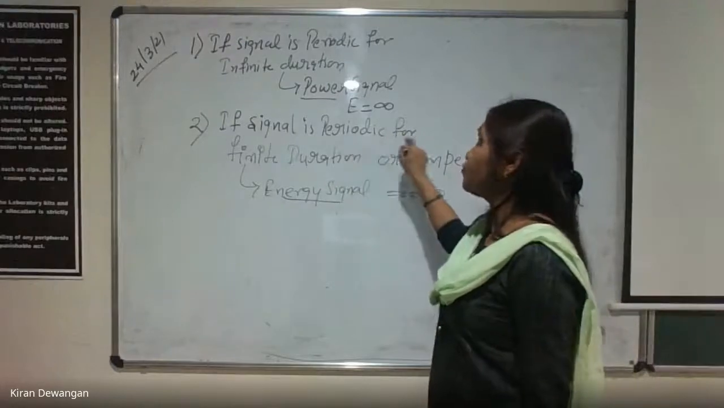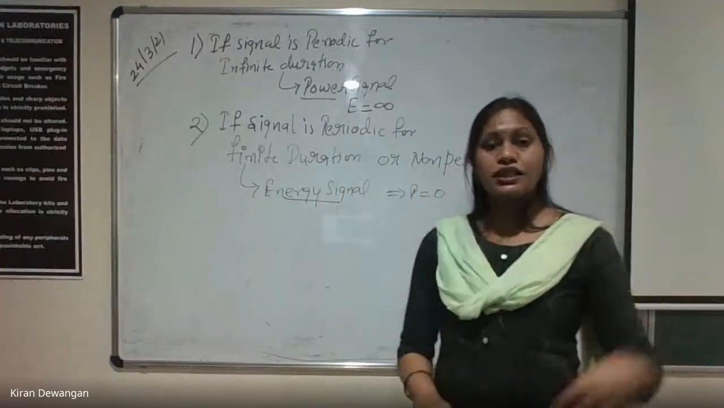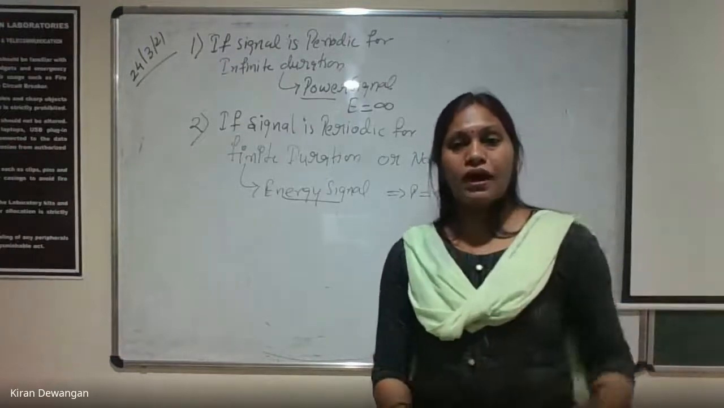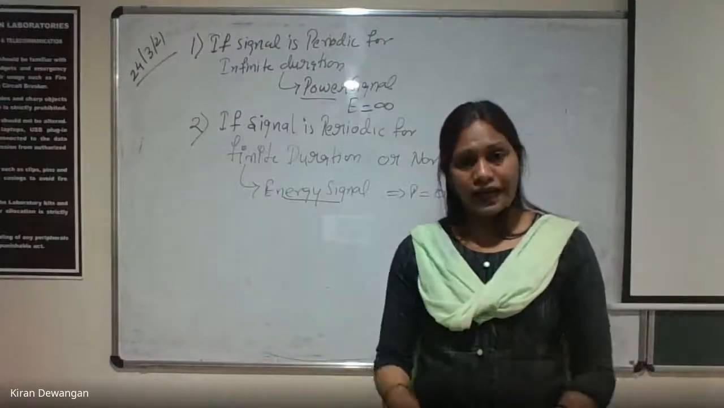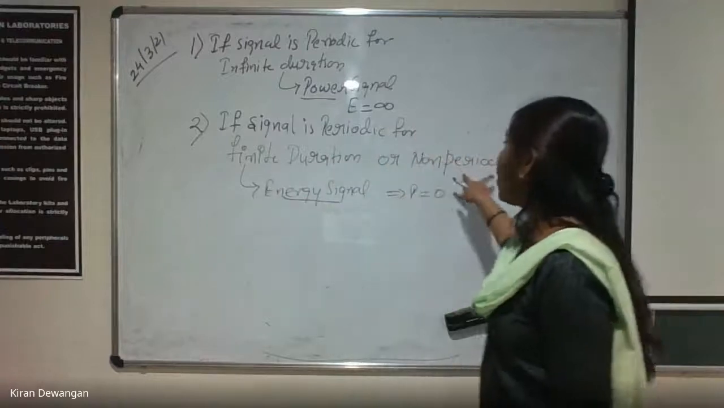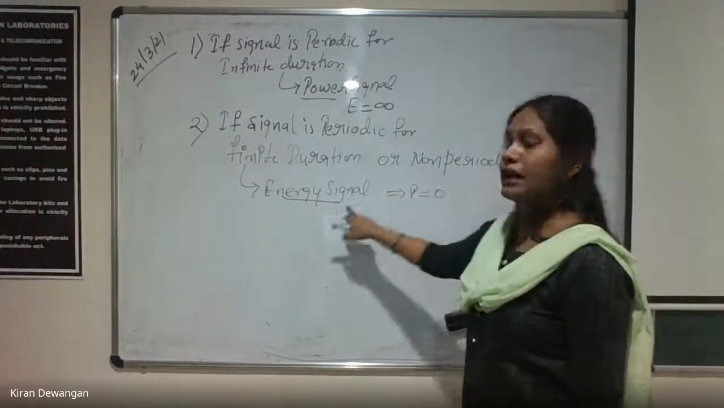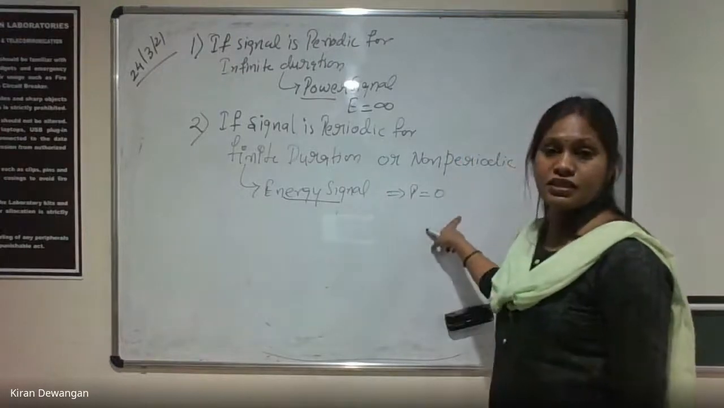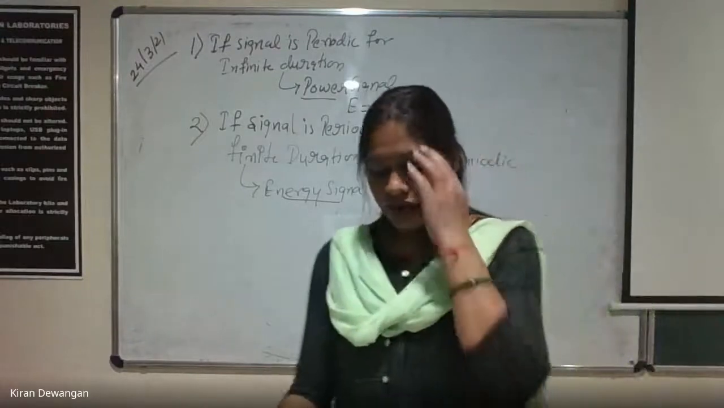And if the signal is periodic for finite duration, अगर जैसे दिया हुआ है कि it is periodic for 0 to 3 pi, 0 to 10 pi or minus pi to plus pi, like this. If it is periodic for any particular finite duration of time or non-periodic, दोनों केसेस के लिए we declare that the signal is an energy signal and its power should be 0. ठीक है? So that is how we can declare. Write down the question.